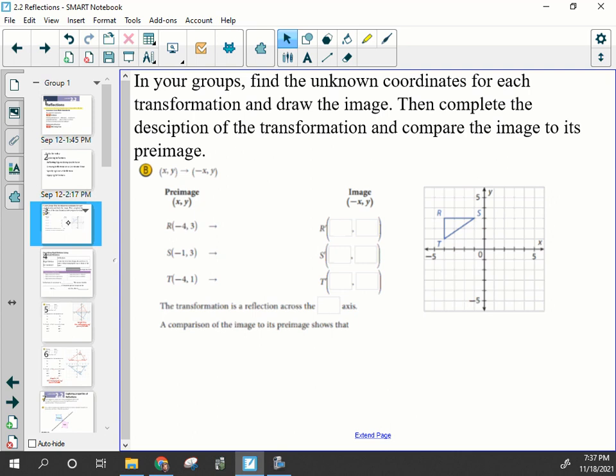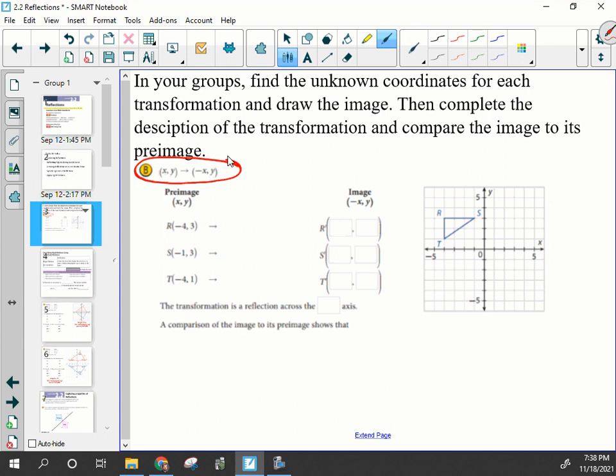So first off, we have been doing a little bit from 1.3. Again, this is a topic that we talked about. In 1.3, we're going to find the unknown coordinates for each transformation using the rule provided. Our rule that is provided is, given the coordinates x, y, our rule is going to be negative x, y. Negative x means the opposite of x.